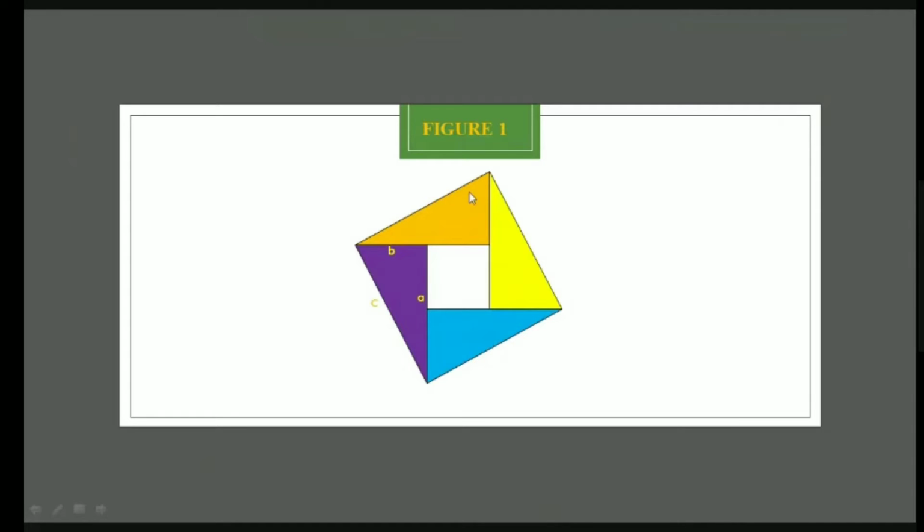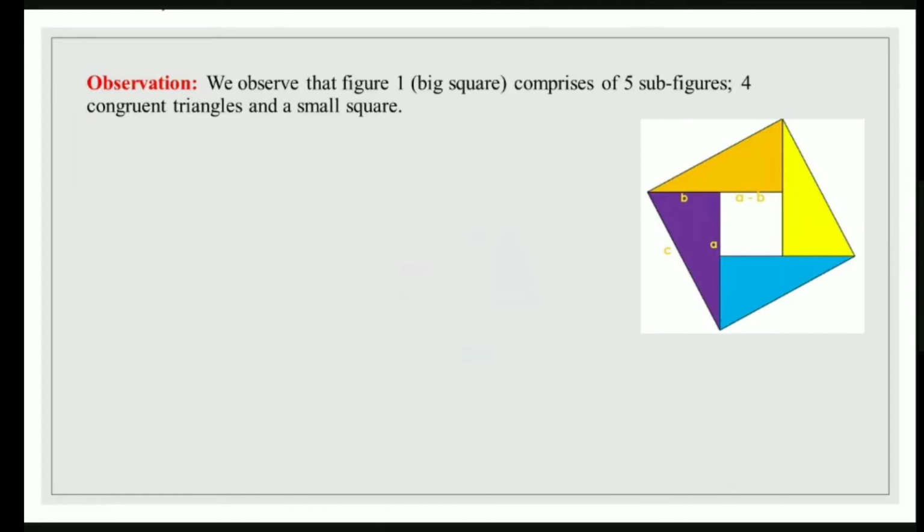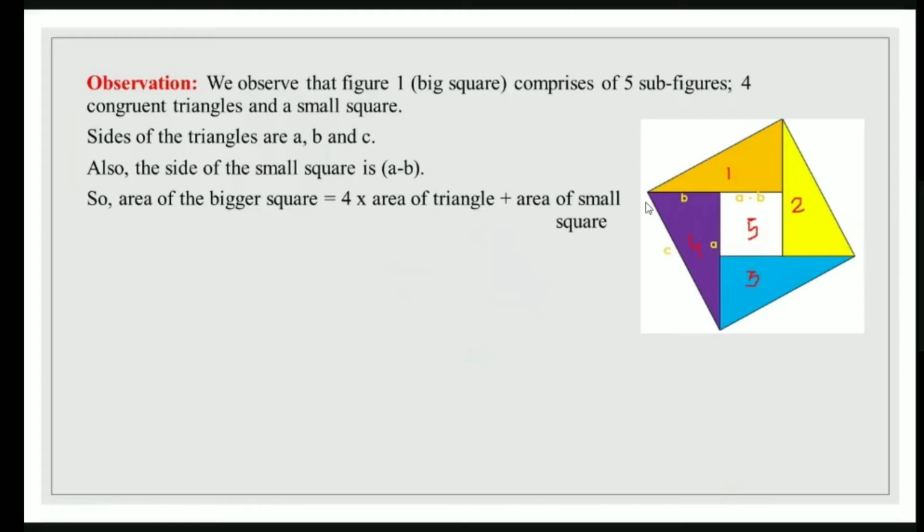So that means the area of this outer square, C square, is equal to 4 times half into A into B plus (A - B) whole square. So we observe that figure 1 comprises of 5 subfigures, 4 congruent triangles. See, this is the first triangle, second triangle, third triangle, and the fourth triangle I have here. These are the four congruent triangles and the inner square. These are the 5 figures that are comprising this square of side, how much? C units.